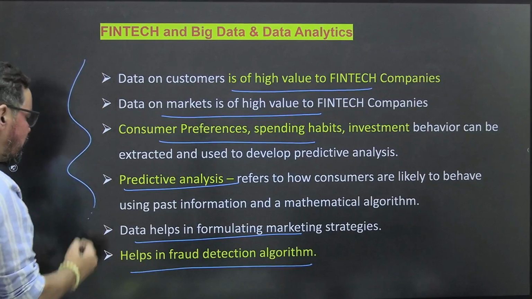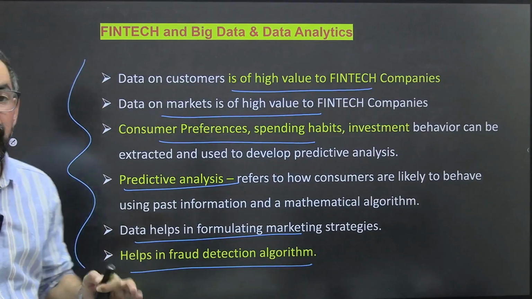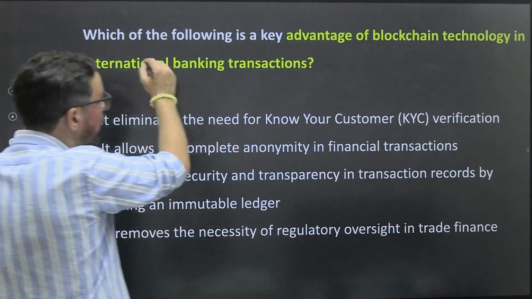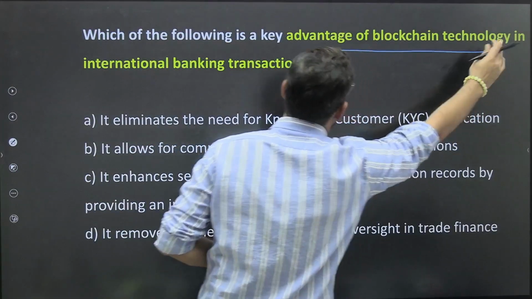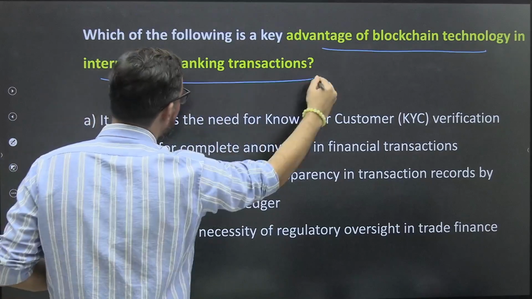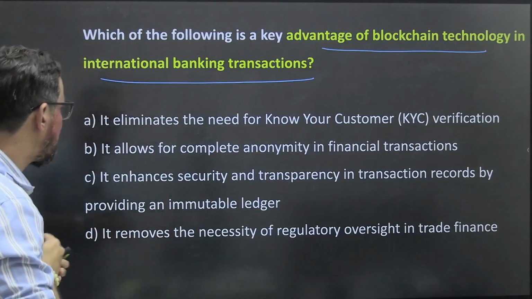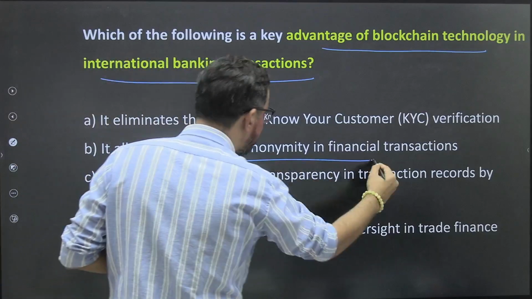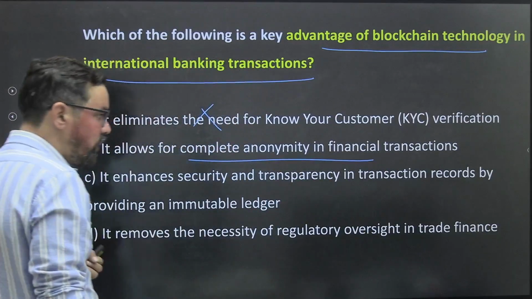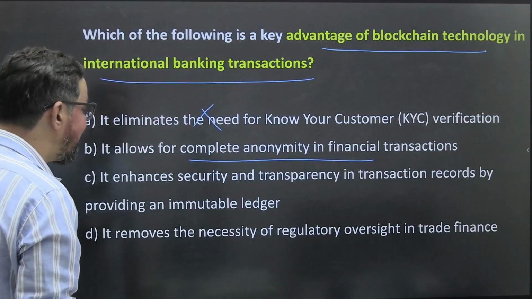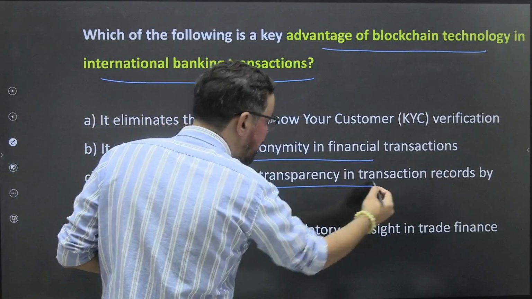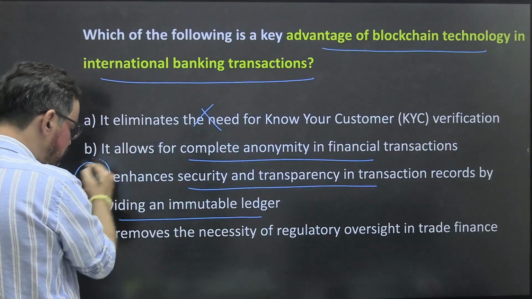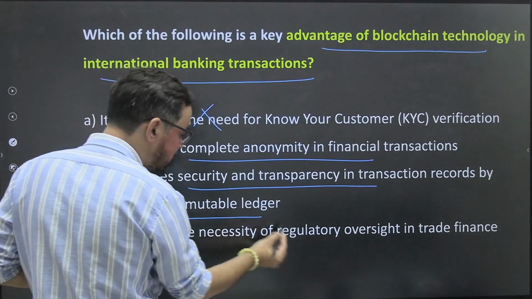Okay, so these are some areas or uses of fintech and big data in international trade as well. Which of the following is a key advantage of blockchain technology in international banking transactions? It eliminates the need for KYC. It allows complete anonymity in financial transactions. It enhances security and transparency in transaction records by providing an immutable ledger. It removes the necessity of regulatory oversight.